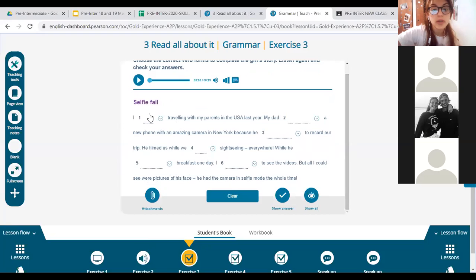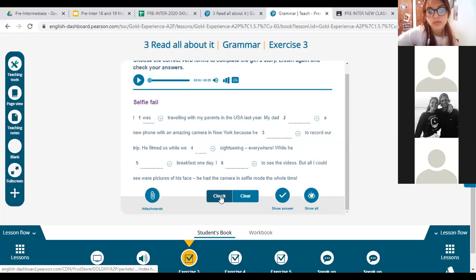Kiara, can you do number 1? If you can, you have to choose between 2 options to complete the text. Can you do the first one? Yes. I was traveling with my parents in the USA last year. Very good. I was traveling, past continuous.